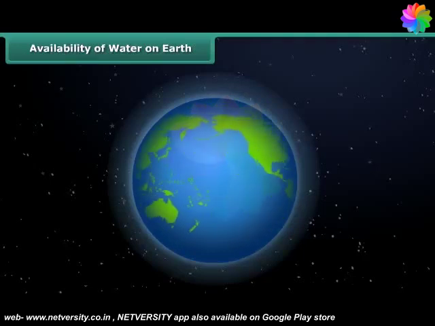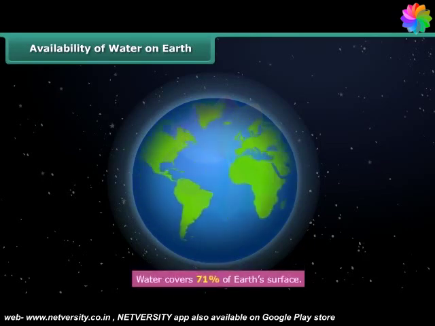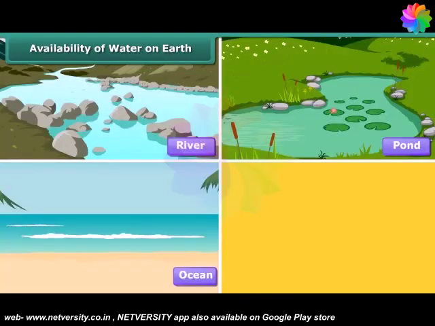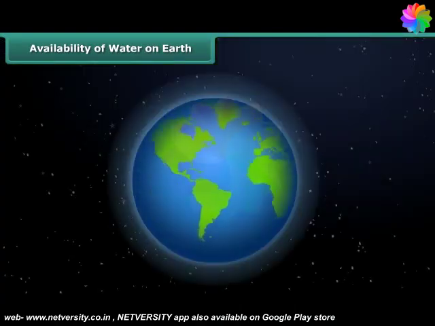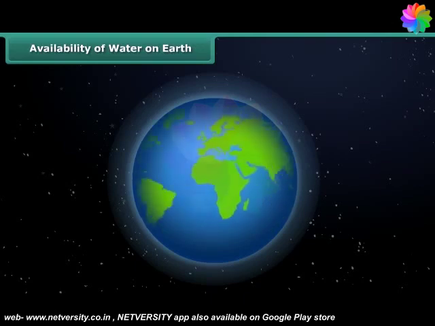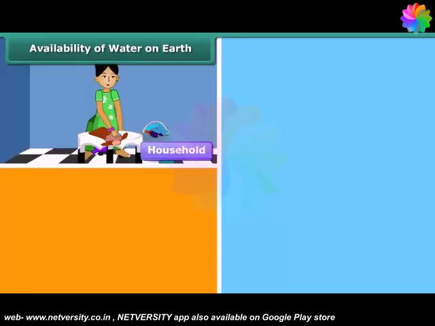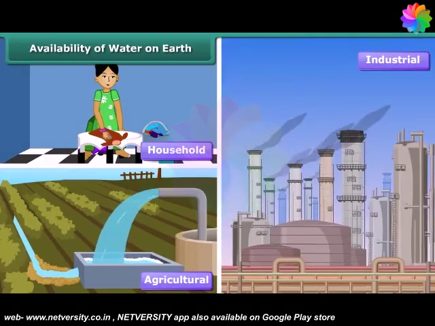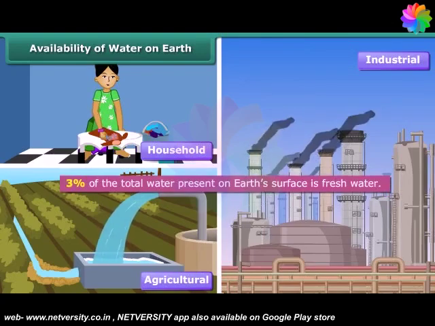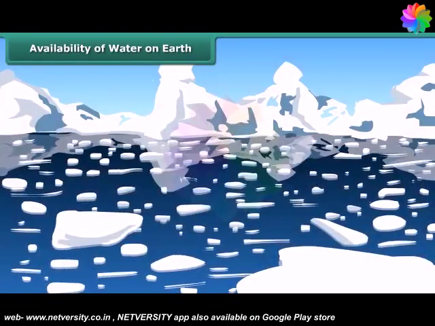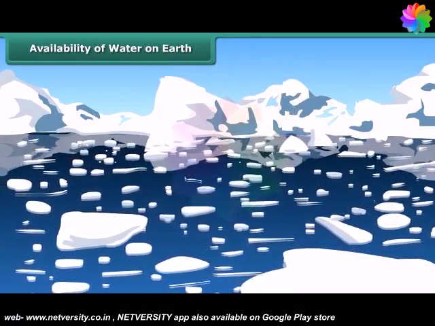Earth is called the blue planet. Can you guess the reason? Yes. Water covers 71% of Earth's surface in the form of rivers, ponds, oceans, and streams, thus making it appear blue in color when seen from space. However, 97% of the total water present on Earth's surface is saline water. Hence, it is fit neither for household consumption nor for agricultural and industrial use. The remaining 3% is fresh water, 2/3 of which is frozen in glaciers and polar ice caps.